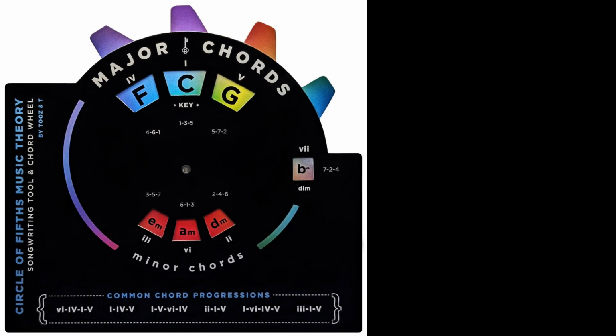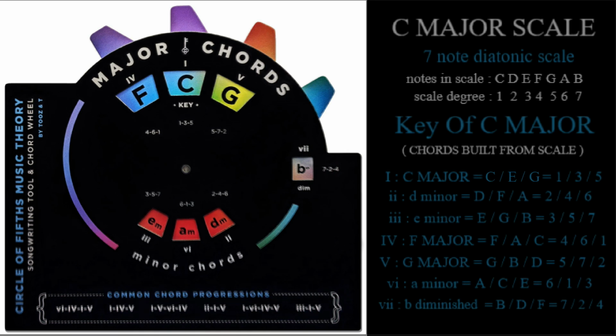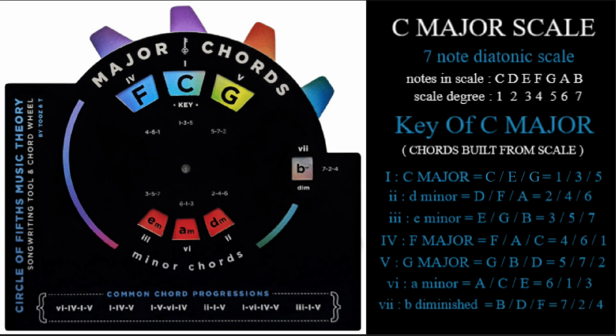All right, so we're going to try to keep this short and sweet and as simple as possible. Take a look at our layout here and see if we can get a feel for our wheel. So what we're looking at here is the key of C, which is built from the C major scale, which consists of the notes C, D, E, F, G, A, and B. And those are the notes that we use to build the chords that are in the key of C major. Those chords are C major, D minor, E minor, F major, G major, A minor, and B diminished.